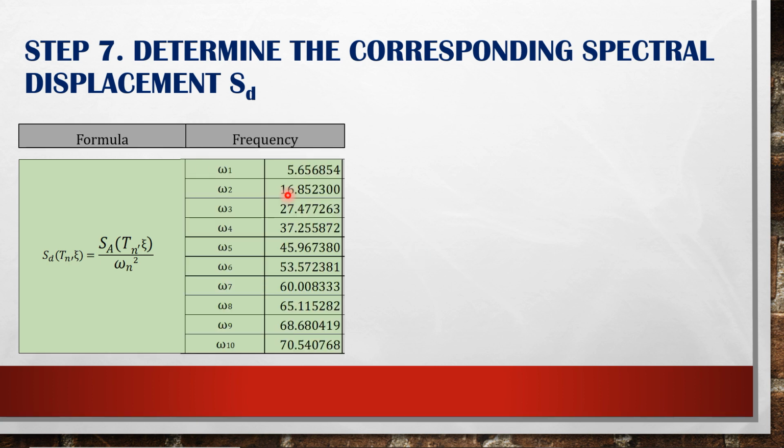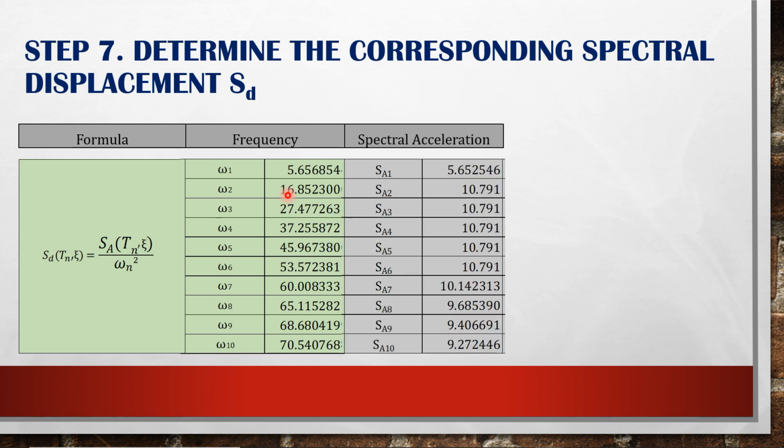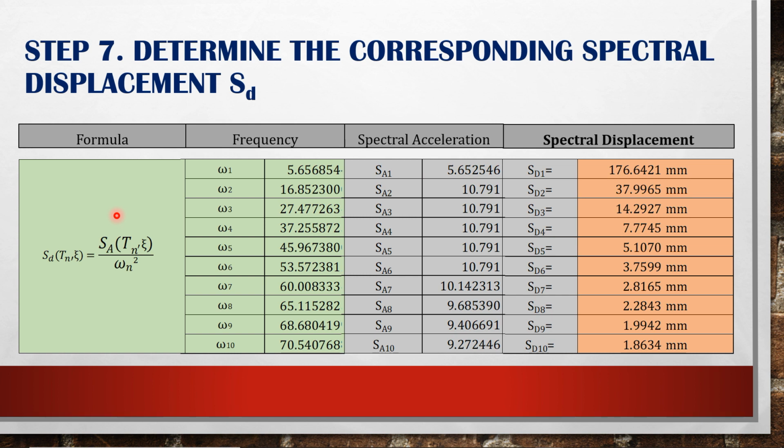So, spectral acceleration, na-solve din kanina sa step 6. So, ito yun sila, yung spectral acceleration natin. Using this frequency and this spectral acceleration and this formula, we can be able to determine the spectral displacement. Ito na yung spectral displacement natin. Spectral displacement for mode 1, we have 176.6421 mm. For spectral displacement 2 is equals to 37.9965 millimeter.